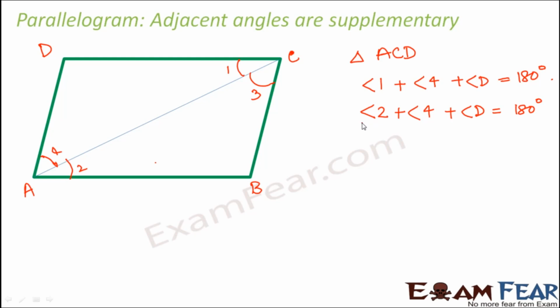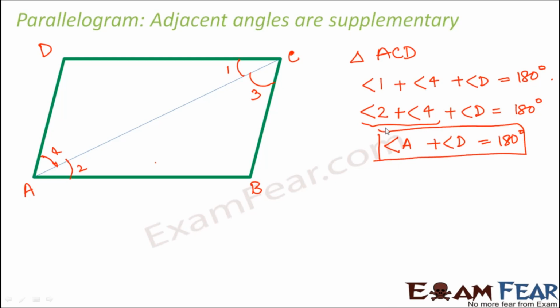Now what is angle 2 plus angle 4? That is nothing but angle A. Therefore angle A plus angle D is equal to 180 degrees. And what are these? Angle A and angle D are nothing but adjacent angles. So this angle and this angle, these are adjacent angles. The sum of the adjacent angles is 180 degrees, therefore they are supplementary.